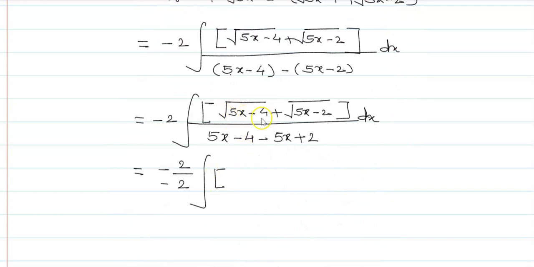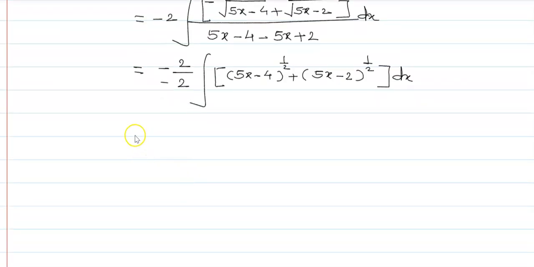Root of 5x minus 4 means what? 5x minus 4 raised to 1 upon 2, plus root of 5x minus 2 means what? 5x minus 2 raised to 1 upon 2, bracket complete, into dx. Minus 2 upon minus 2 and that will become plus. Now find out the integral.